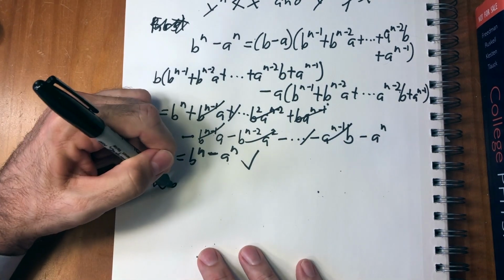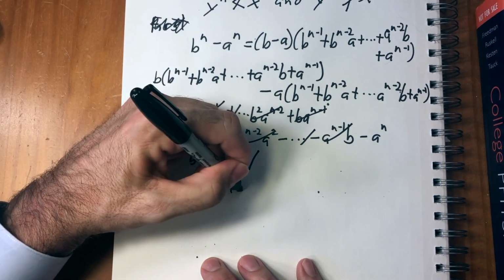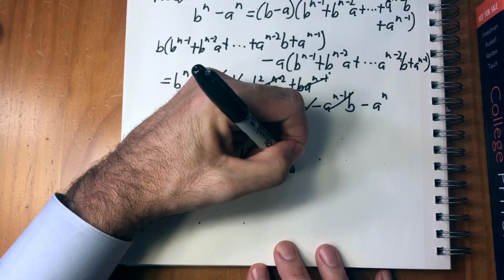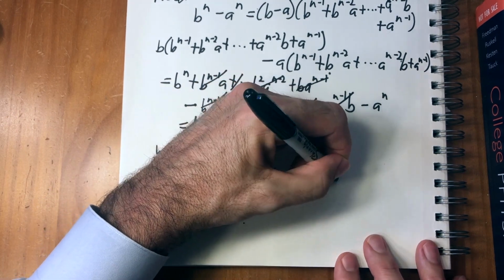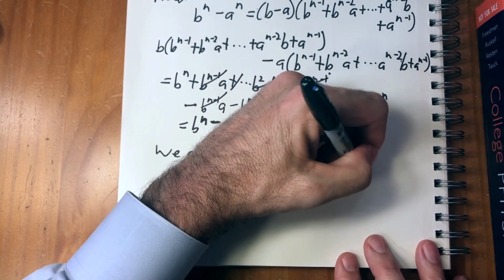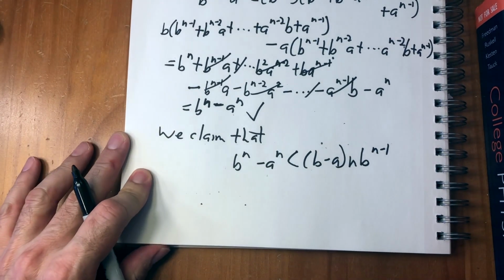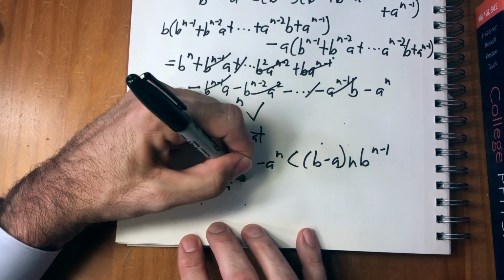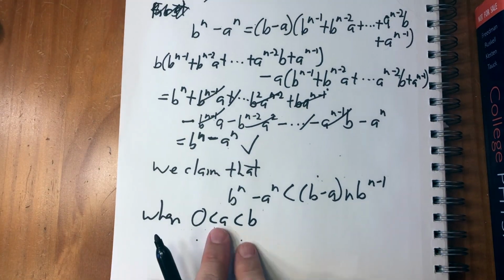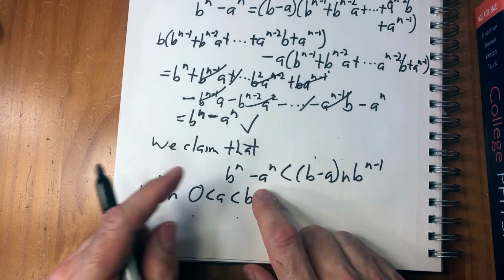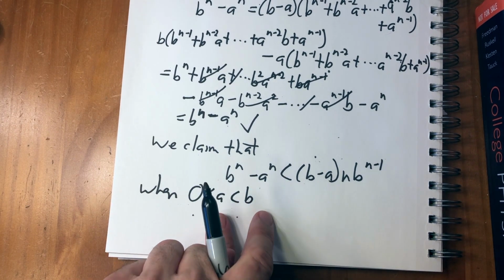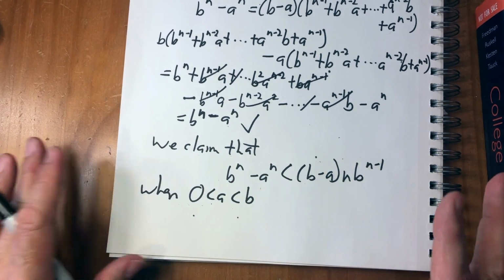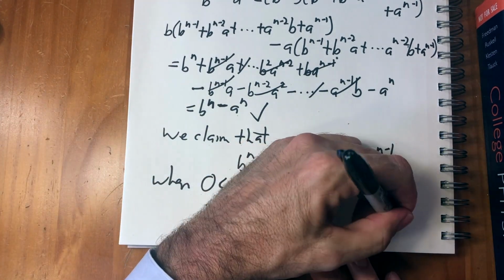We're going to claim that b to the n minus a to the n is less than b minus a times n b to the n minus 1, but only when 0 is less than a is less than b. Because first of all, if they're equal, then that would just be 0. But if a is greater than b, then just switch the a and b. So we're just saying that it's the bigger one minus the smaller one. That's all we're saying here. Okay, so let's take this onto the next page.